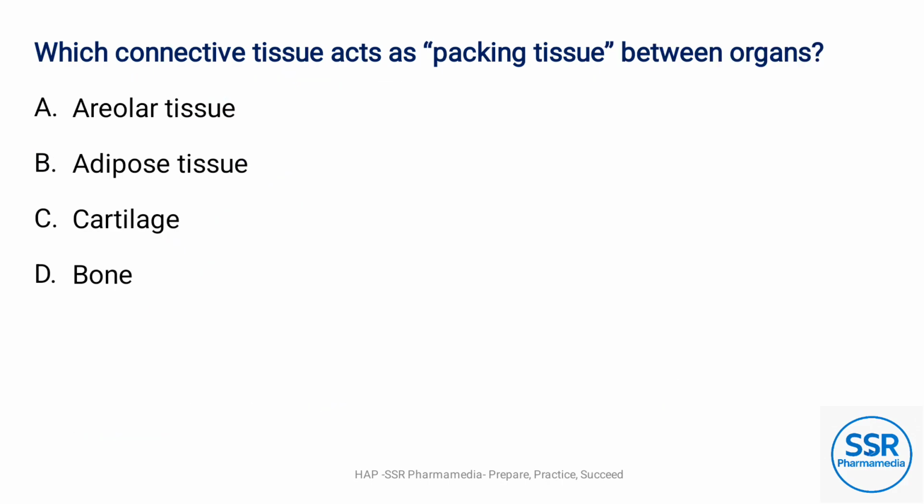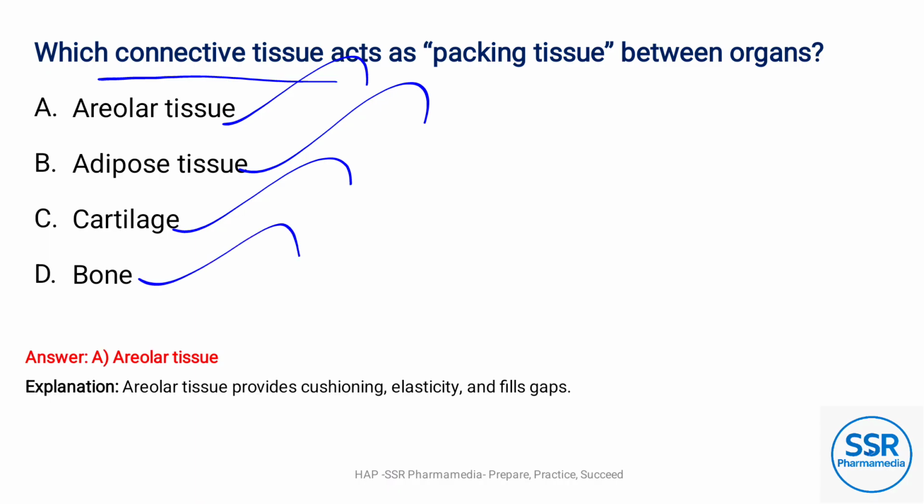Next question: which connective tissue acts as packing tissue between organs? Option A, areolar tissue; option B, adipose tissue; option C, cartilage; option D, bone. Option A is the answer. Areolar tissue provides cushioning, elasticity, and fills gaps.